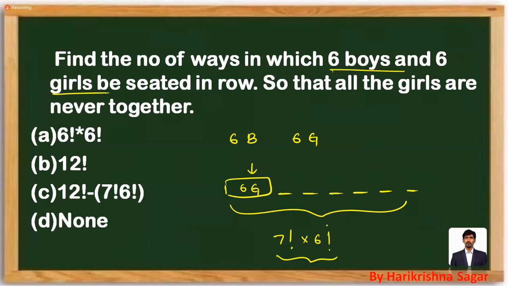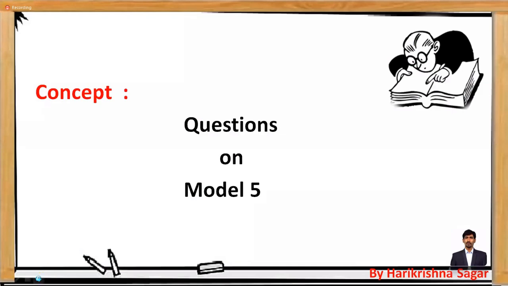He said when girls are never together. Total arrangement: 6 and 6, 12 elements can be arranged in 12 factorial. Out of that, I am removing the case where girls are together, so that we get never together. That is nothing but option C. Mark it as option C. So look at the model 5 question.